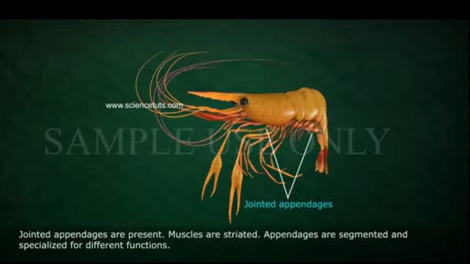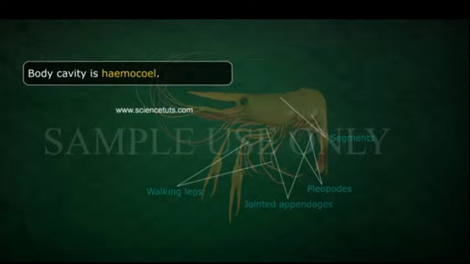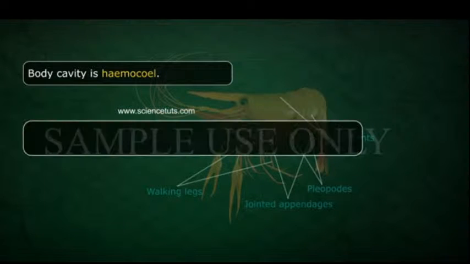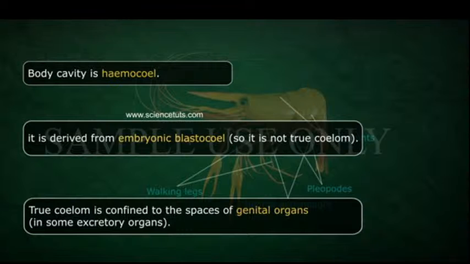Joined appendages are present. Muscles are striated. Appendages are segmented and specialized for different functions. Body cavity is hemocoel. It is derived from the embryonic blastocoel, so it is not a true coelom. True coelom is confined to the spaces of genital organs.